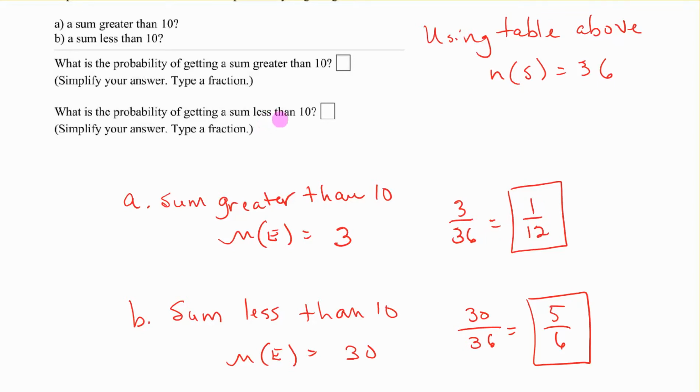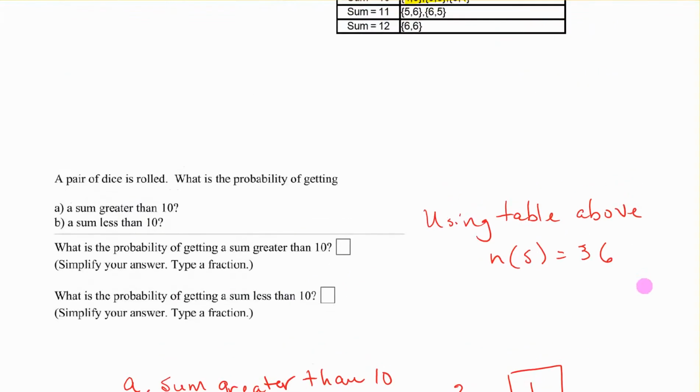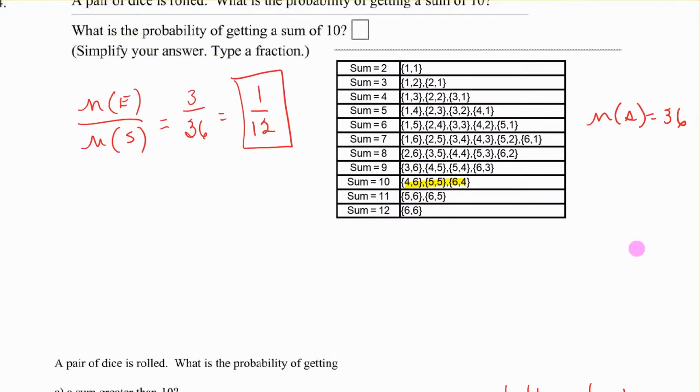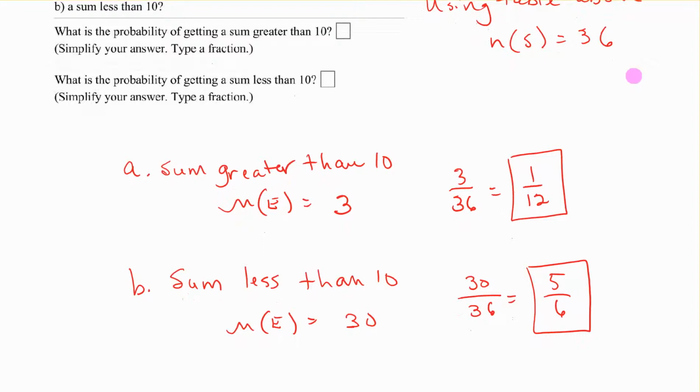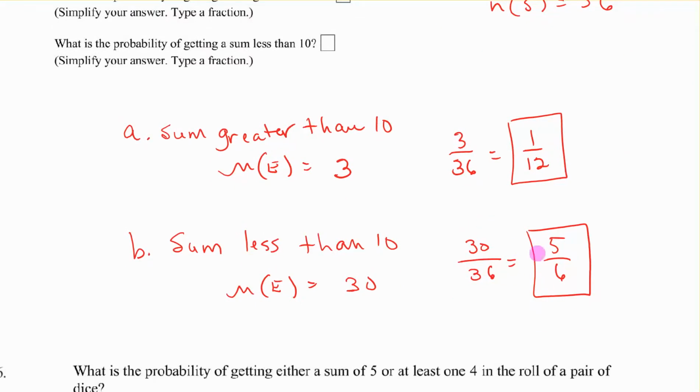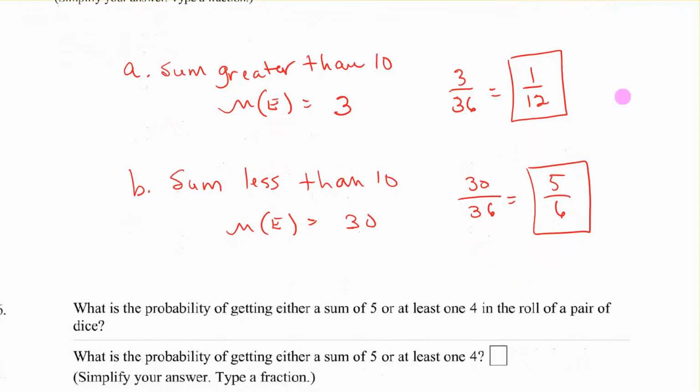What's the probability of getting a sum less than 10? So if we go back up here, all of these would give us a sum less than 10, and if you count up all of those, you're going to get 30. So 30 out of 36 is 5/6. So feel free to use that chart.